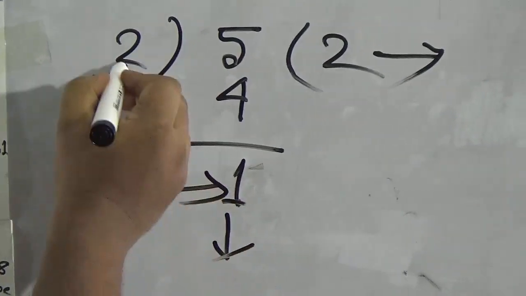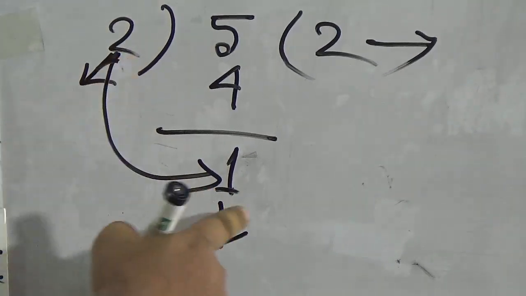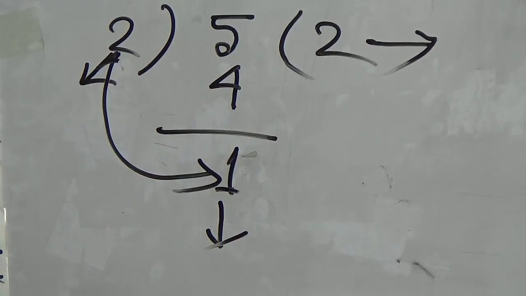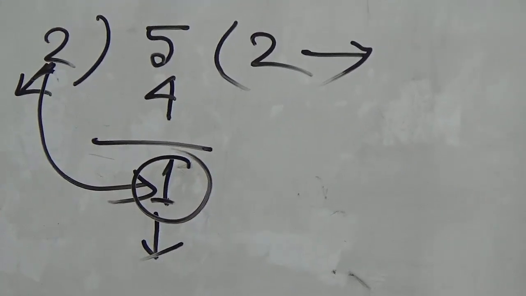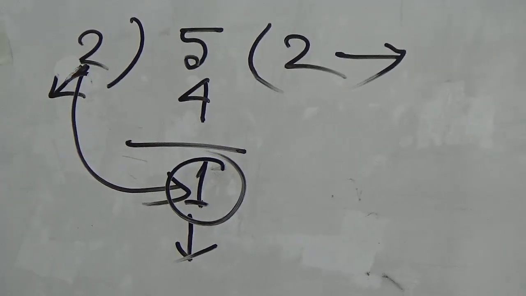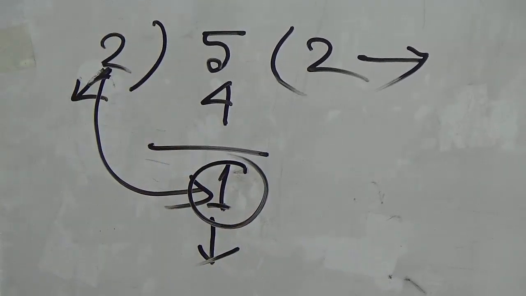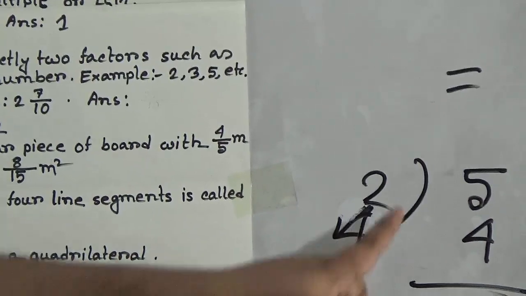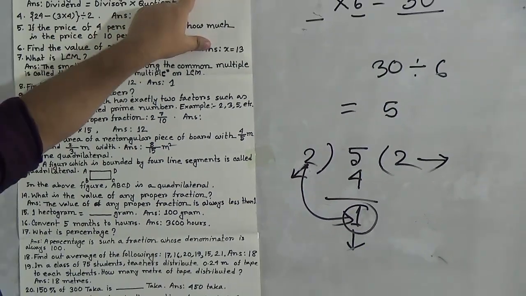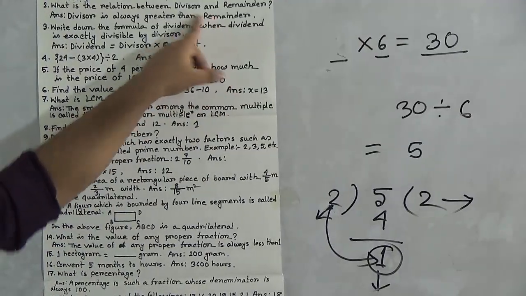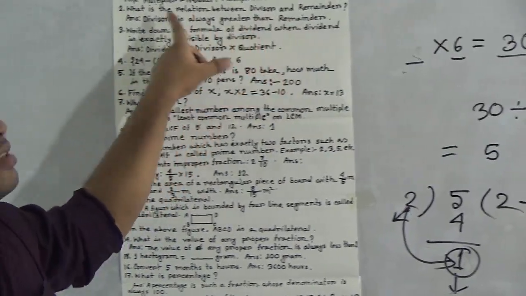So from these two numbers, divisor and remainder, what can we see now? We see that the remainder is always smaller than the divisor. So we can take a decision from this that the divisor is always greater than the remainder. You can also write that the remainder is always smaller than the divisor.